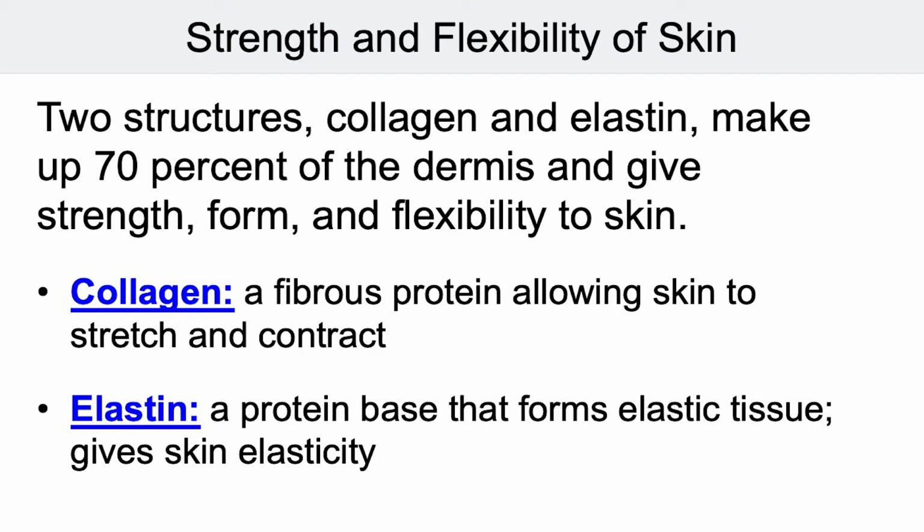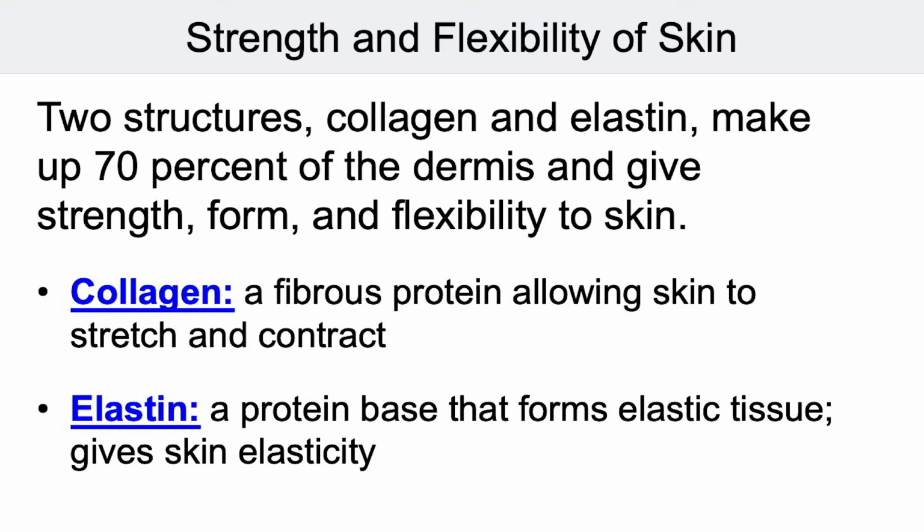The strength and the flexibility of the skin. There are two structures: collagen and elastin. They make up 70% of the dermis and give strength, form, and flexibility to your skin. Collagen is a fibrous protein that gives the skin form and strength. Healthy collagen fibers allow the skin to stretch and contract. If fibers become weakened, the skin can lose its tone and suppleness, and it can also wrinkle and sag.